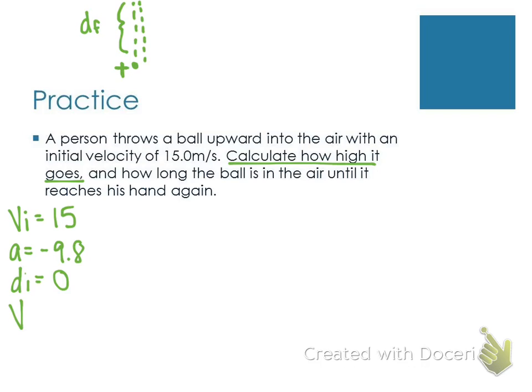Velocity final is 0. Why is velocity final 0? It's at its peak height. If we're only looking at something to its peak height, that means when it reaches its highest point, its velocity is 0, just for that little millisecond. So that's what we're looking at here. And we're going to solve for d sub f. What equation can we use?